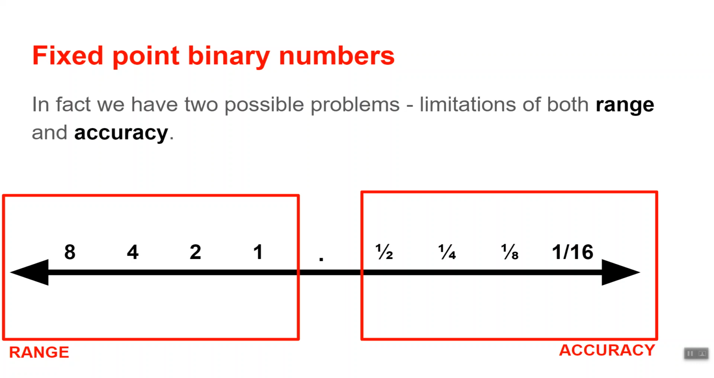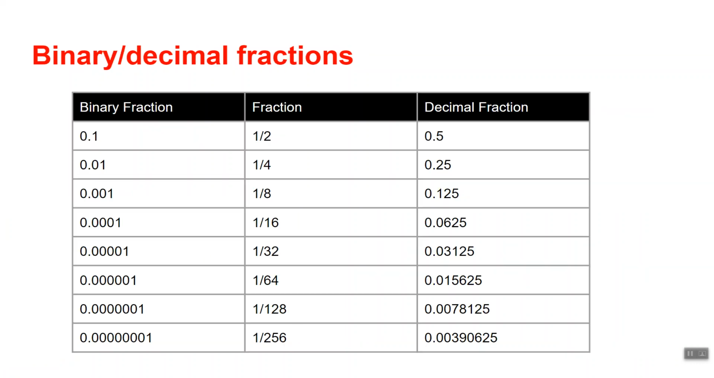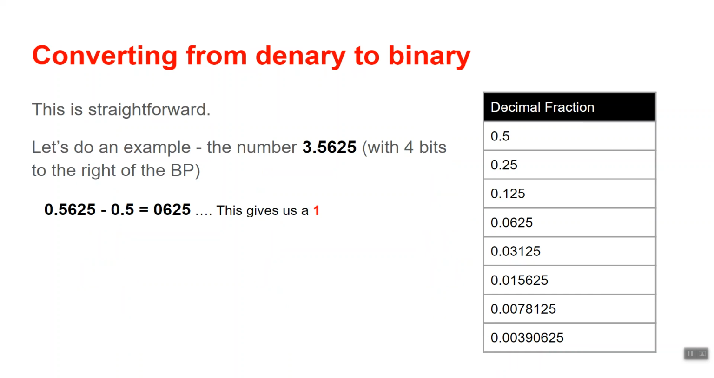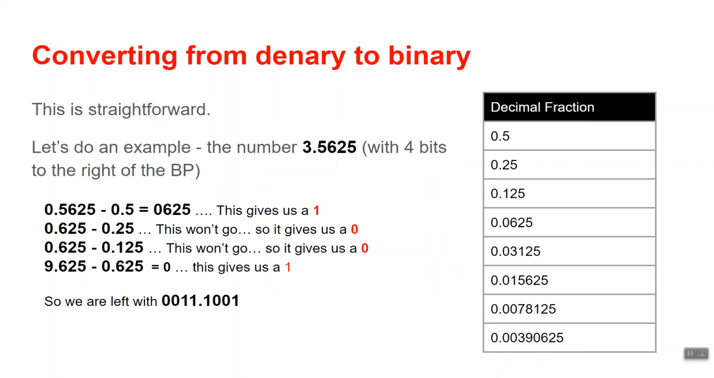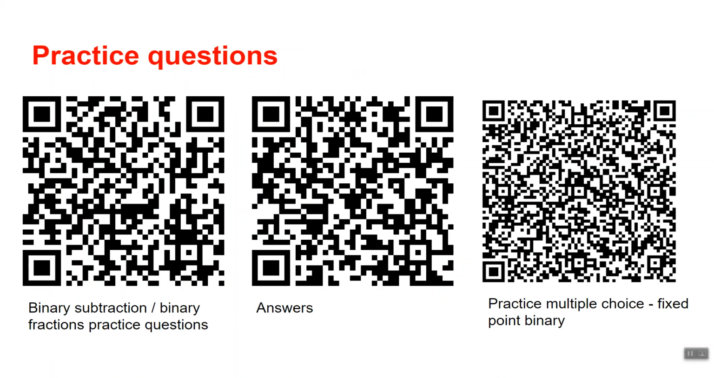So fixed point binary numbers are straightforward to work with, but they do present us with an issue in terms of the range and the accuracy. How do we overcome that? That's something that we're going to look at in year 13 when we look at floating point binary. But really, that's just a short introduction to binary and decimal fractions, and hopefully that's made some sense to you. So that, ladies and gents, is all. That's everything that we need to cover in this particular lesson.